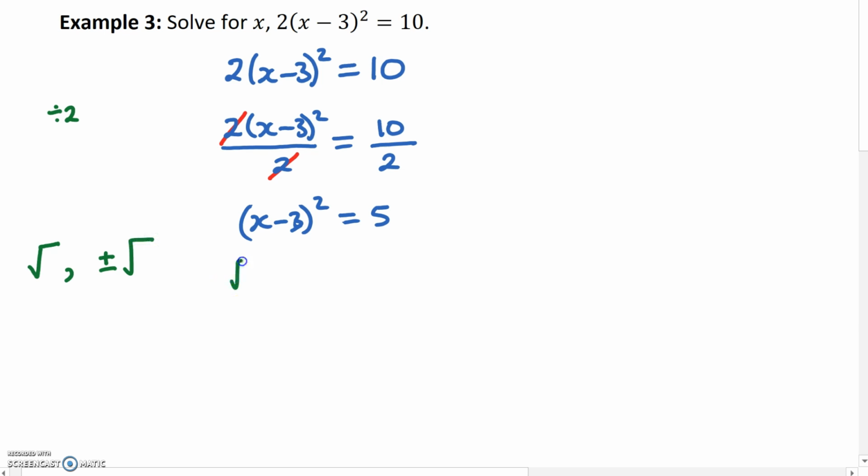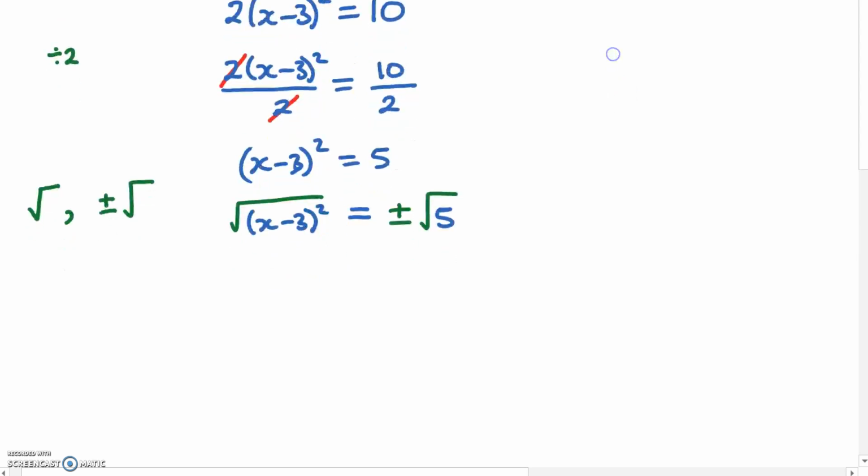So what we're going to have here is the square root of (x minus 3) squared is equal to plus or minus the square root of 5. Well, on the left hand side, the square root and the square cancel, so that's just going to give you x minus 3. On this side, we're just left with plus or minus the square root of 5. We don't know what the square root of 5 is, so just leave it as the square root of 5.